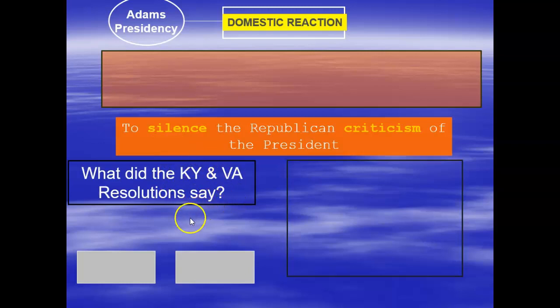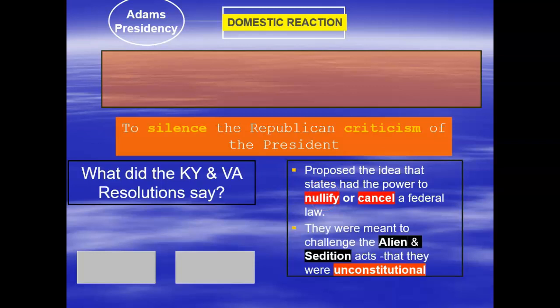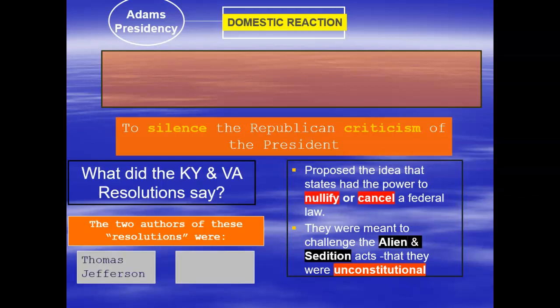And so what these two things were basically was the Republicans fighting back against the Federalists. And what they said was this. They proposed that states had the power to cancel or nullify a federal law. This is just an idea. And they were meant to challenge the Alien and Sedition Acts that they felt were unconstitutional. And they were passed and written by the two leaders of the opposition party, so they would be Thomas Jefferson and James Madison.